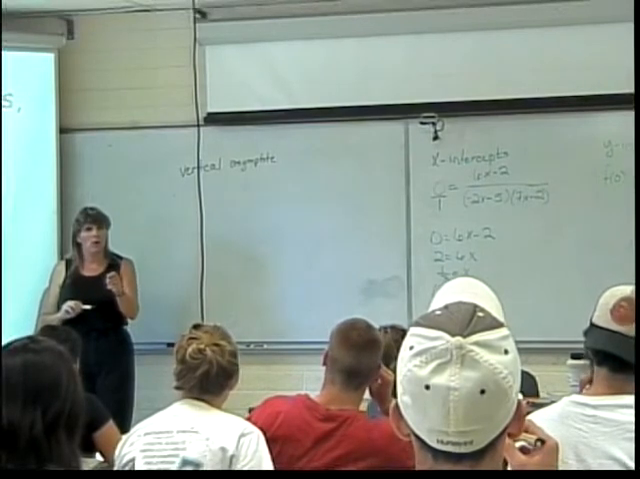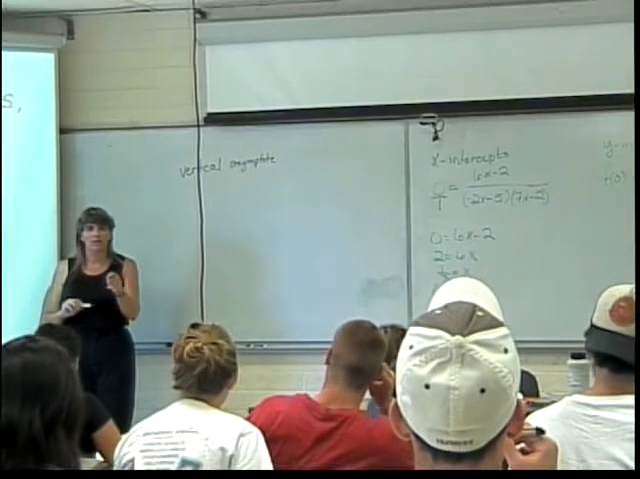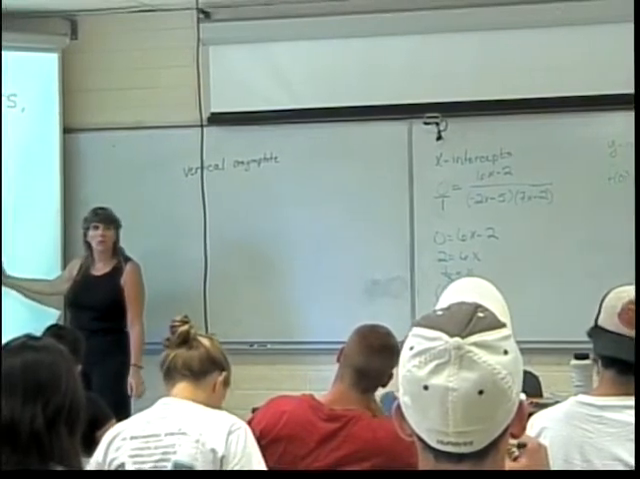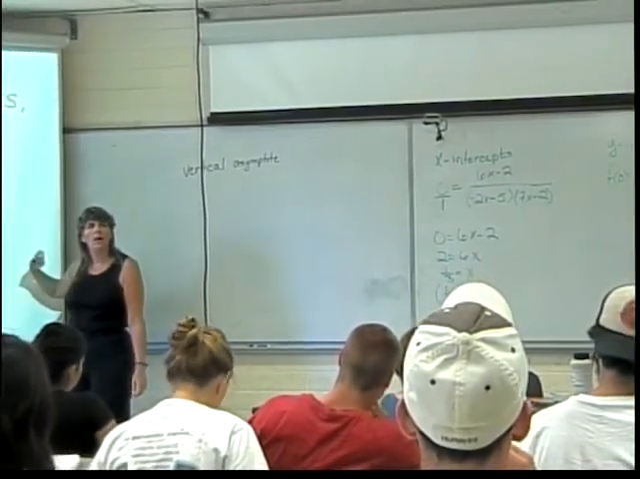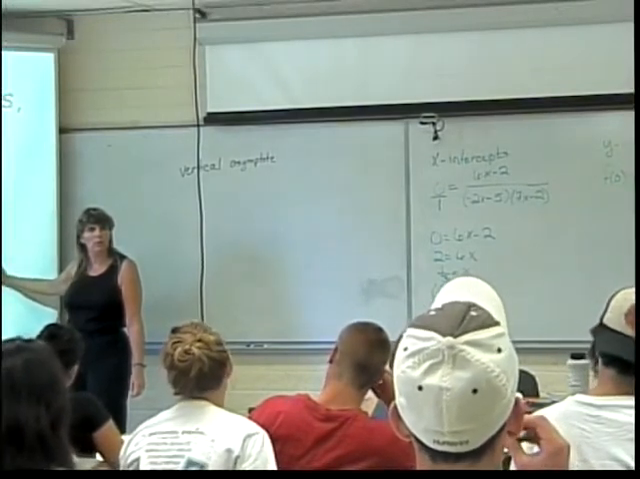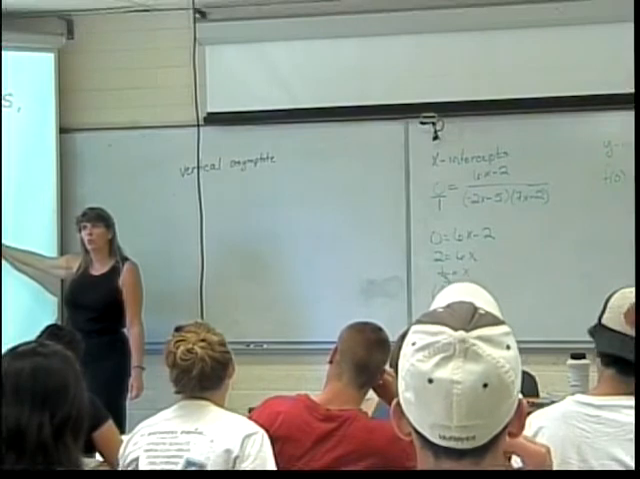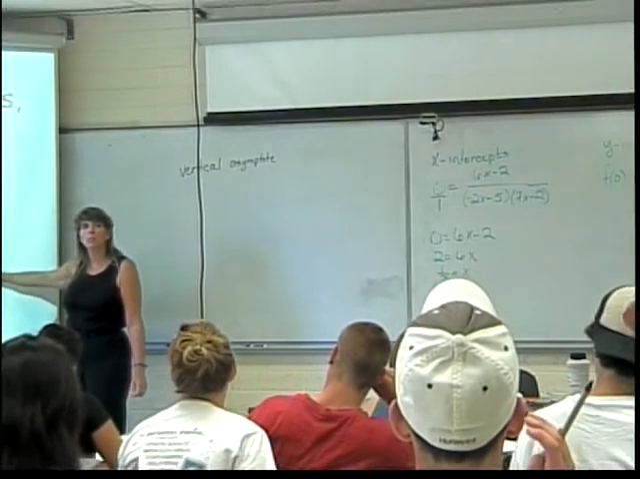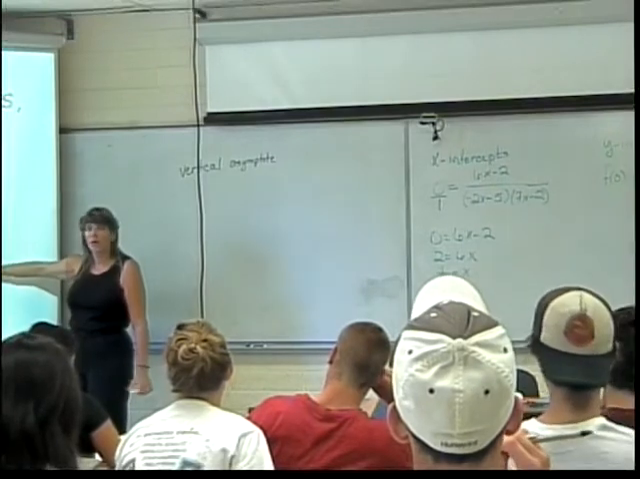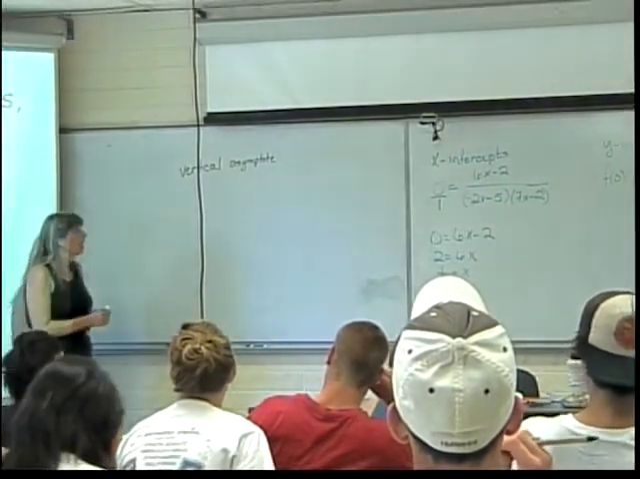Not exactly the power on the bottom. It's the whole bottom. Vertical asymptotes occur when an x value makes your denominator equal to 0, but does not make your numerator equal to 0. If it makes both of them equal to 0, then there's other things that come in. So we need to find out where our denominator is equal to 0.